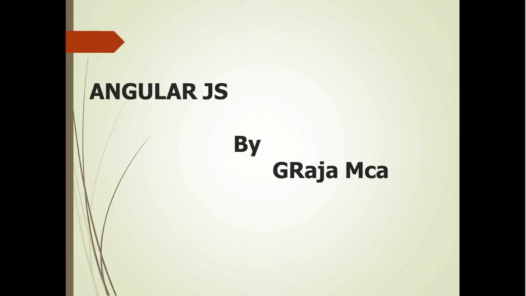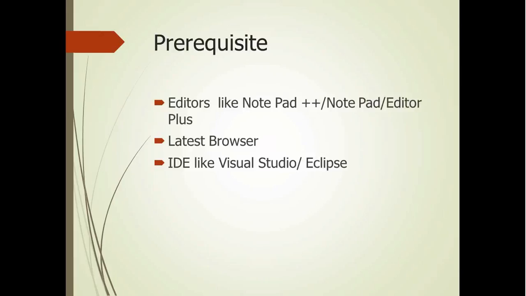Before getting to the environmental setup, we need some prerequisites in order to develop an AngularJS project: an editor, the latest browser, and IDEs. As an editor you can use Notepad++, Notepad, or EditPlus to develop a simple HTML page with an AngularJS script. If you go with an IDE like Visual Studio or Eclipse, it will give some code intelligence to develop Angular faster.